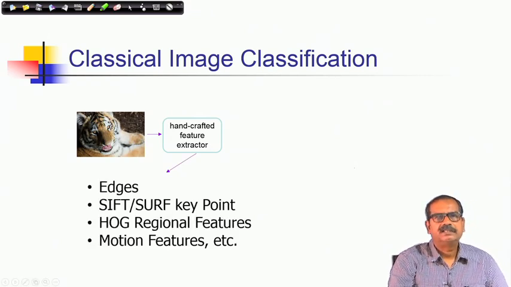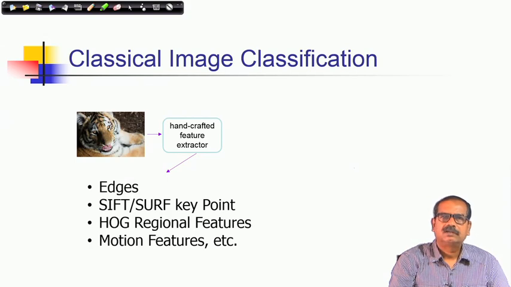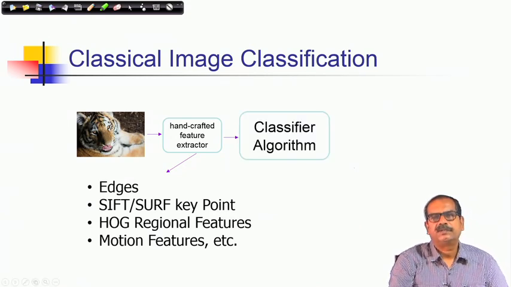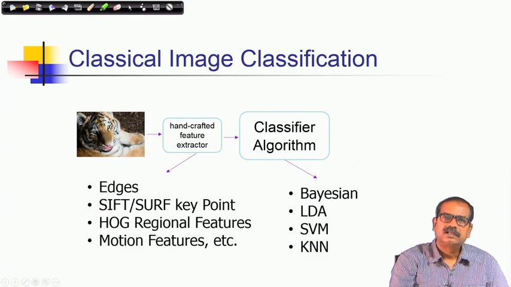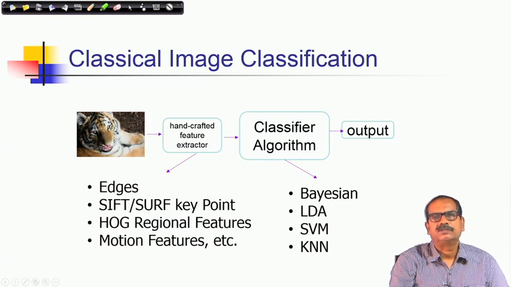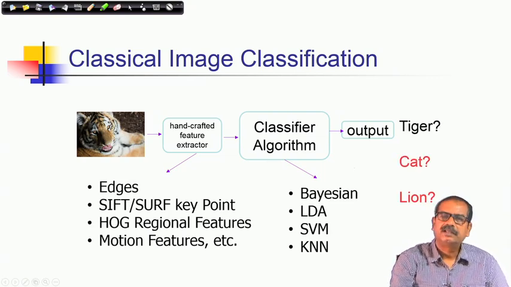For example, edges, SIFT, SURF key points, HOG, regional features, motion features. We have discussed some of these features in my previous lectures, and then this feature representation is input to our classification algorithm. So, you use the classifier, and there are different classifiers like Bayesian classifier, linear discriminant analysis, support vector machine, K nearest neighbor algorithms. So, different such classifiers could be there, and then we produce the output. Output is something like whether it is tiger, cat, lion. It is a standard classification problem. So, this is the classical approach.